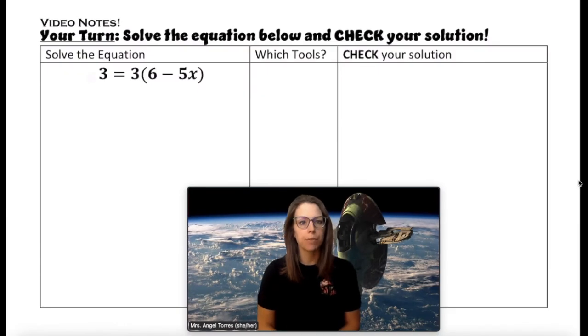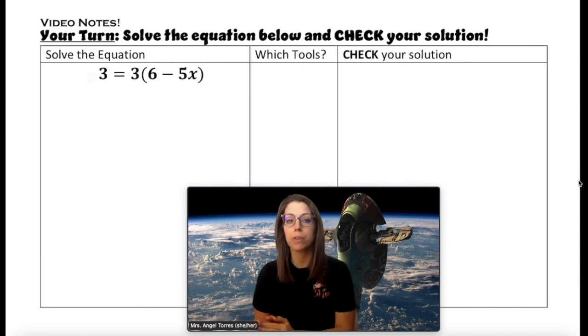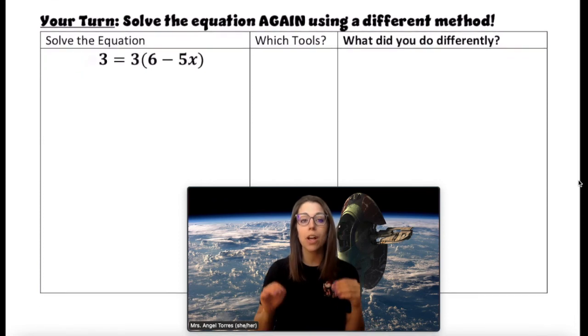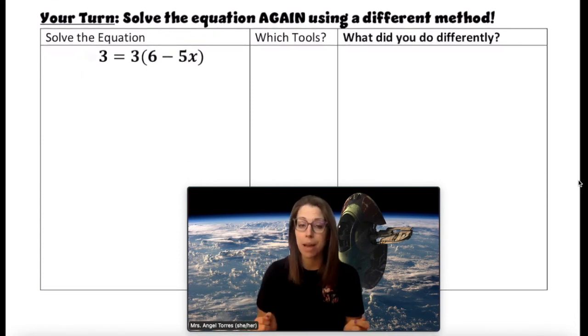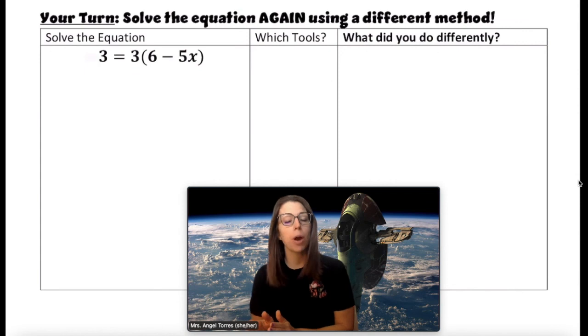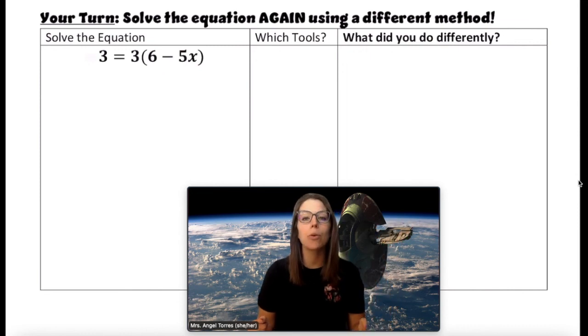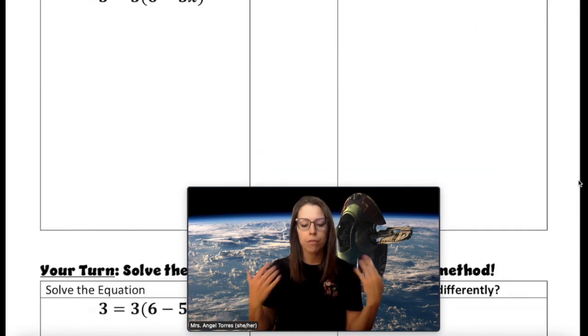Now it's your turn. You're going to solve this last equation on your own and check your solution when you're done. It's your choice whether you want to use the distributive property first or just use properties of equality. However, once you solve it one time, then you're going to solve it again using a different method. So if you did division property first, the second time around, you're going to try distributive property. When you're done, you're going to explain what you did differently in the second time versus the first.